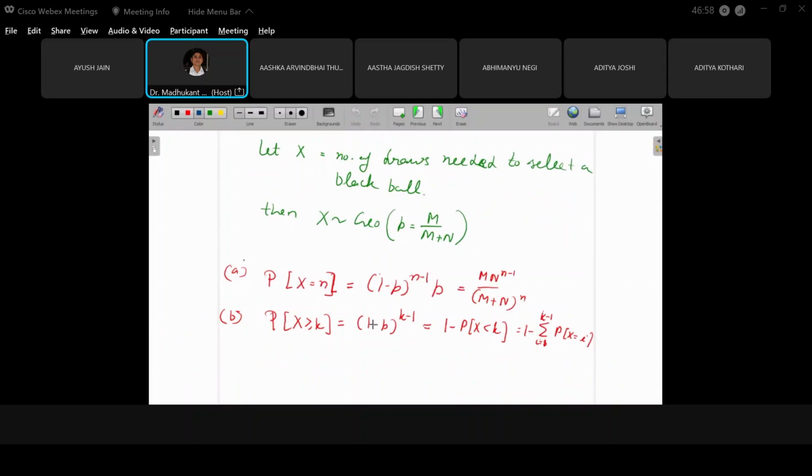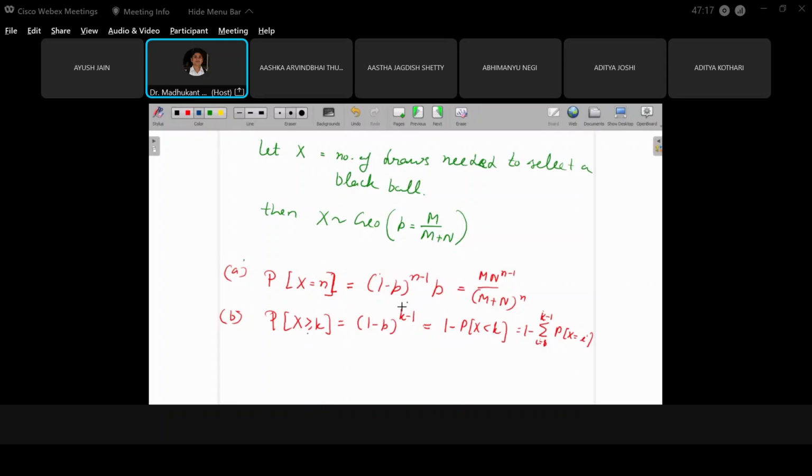So I think I have this here. X greater than or equal to k means at least k draws are required to get a success. Because what does that mean? It means k minus 1 failures. Okay, that also can be understood.